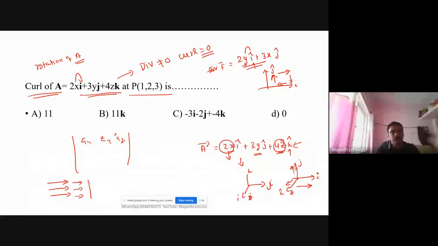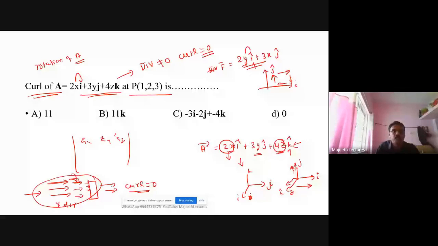If you keep some object here and apply the force like this, it will go in this direction only. It won't rotate, right? So curl is 0. Why is curl 0? Because you see the vector is along, let us assume, the x direction. The change is also along the x direction. Here you see maximum, here minimum, then minimum like this. Vector is in the x direction, and the change is also along the x direction. When your equation is like this, it won't rotate. It will diverge.